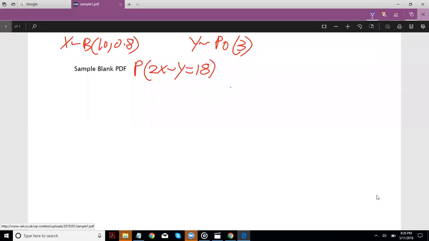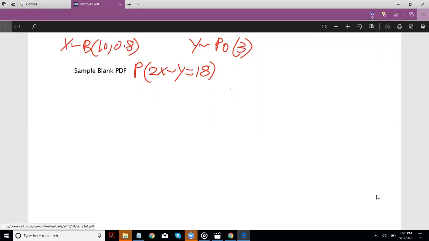All right, so there was this question where you're given a distribution in binomial and a distribution in Poisson, and you're asked to find out the probability that 2x minus y is equal to 18. Now, there were a few issues with this question.